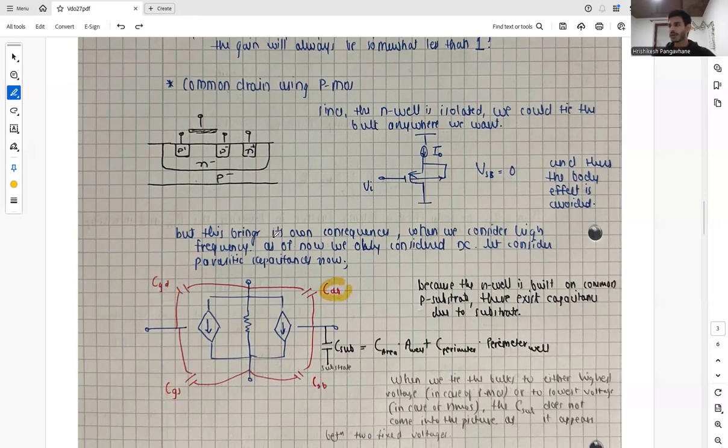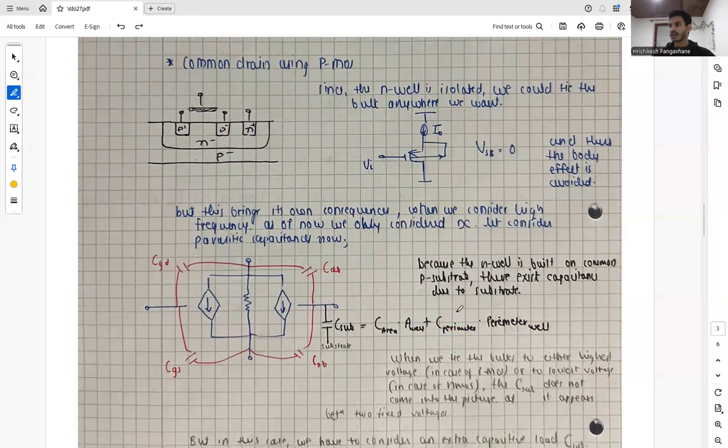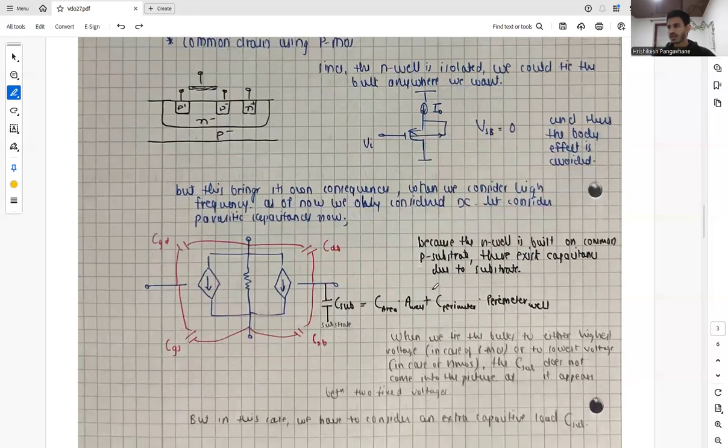But because the N well is built on the common P substrate, there exists a capacitance due to the substrate and the body, and there is a junction between them. So there exists a capacitance which is called C sub, or we can also call it C well, which is between the well and the substrate, and its value can be derived as C area, which is the capacitance per unit area, times the area of the well, plus the capacitance due to the perimeter times the perimeter of the well. And we can tie or connect the bulk to either the highest voltage in case of PMOS or to the lowest voltage in case of NMOS.